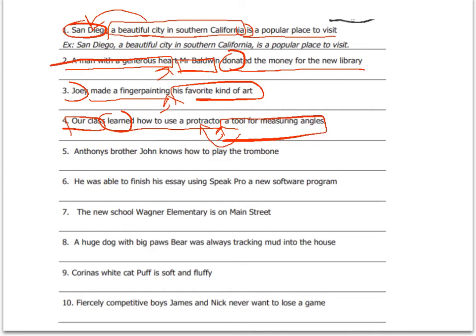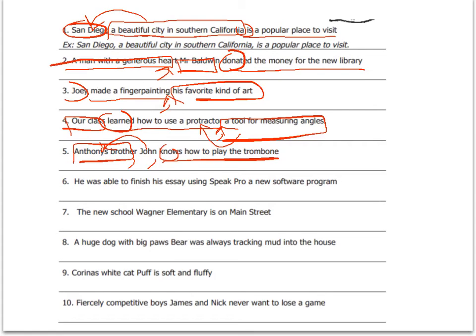In number 5, Anthony's brother John knows how to play the trombone. First thing, actually, it looks like we're missing an apostrophe here. Anthony's is a possessive, so Anthony's brother John knows how to play the trombone. Who knows how to play the trombone? Anthony's brother. So John is telling you who Anthony's brother is.